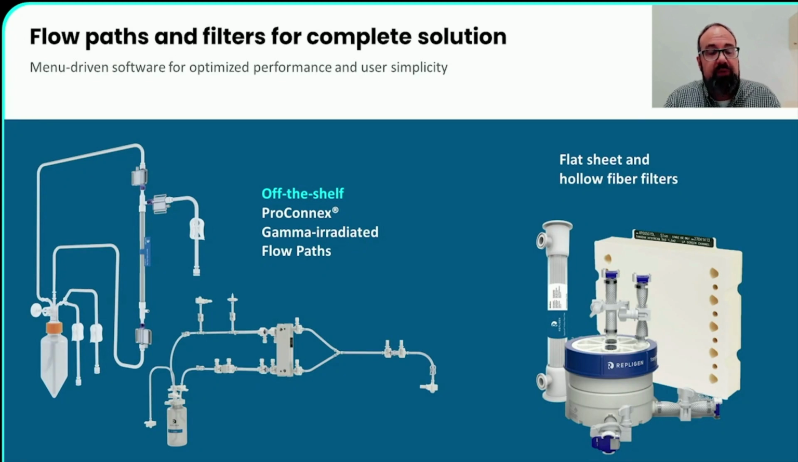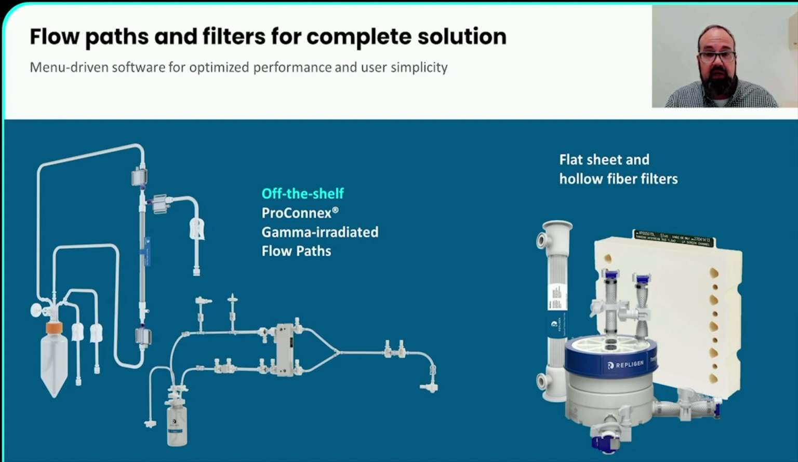So let's talk about reproducibility. A key part of reproducibility is your flow path and filter options. Repligen is a TFF organization, and not all systems on the market can say that. Repligen hollow fibers and flat sheet cassettes offer a broad range of sizes, surface areas, and membrane chemistries. Each filter line offers linear scalability from process development to commercial manufacturing.